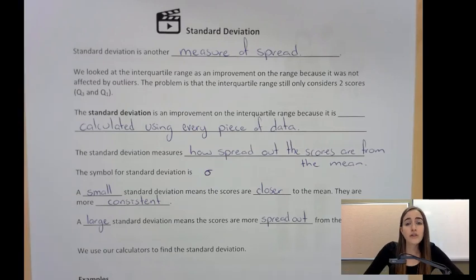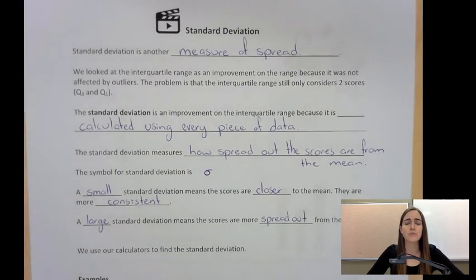So we started off with the range, but it had a lot of problems. The range only took into account the highest value and the lowest value, and it also was really easily affected by outliers. So then we started having a look at the interquartile range, which wasn't affected by outliers, so that was an improvement, but it still only took into account two values. It took the third quartile and the first quartile.